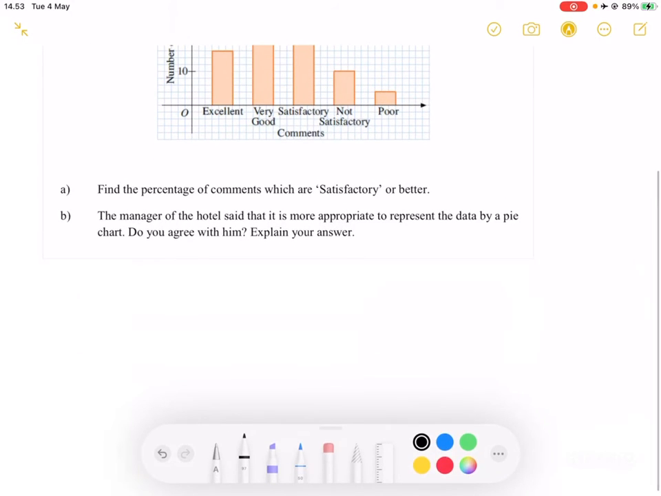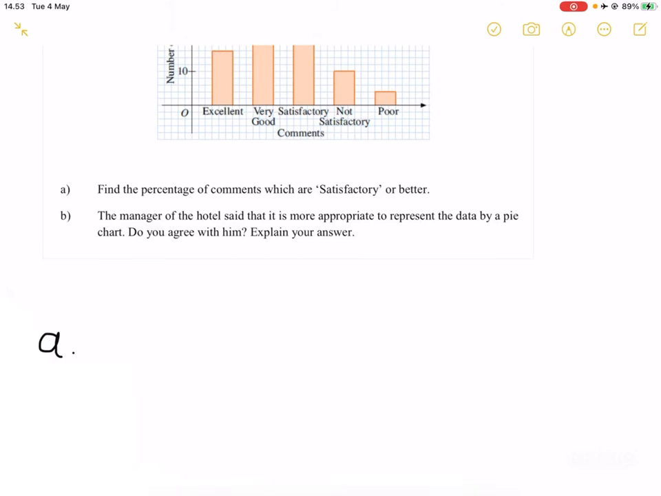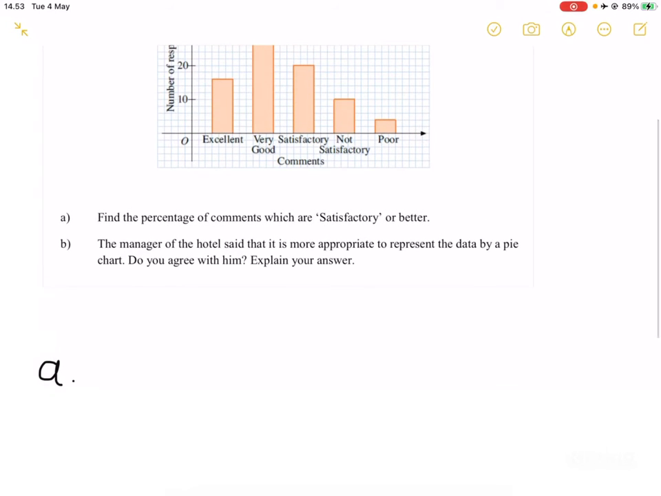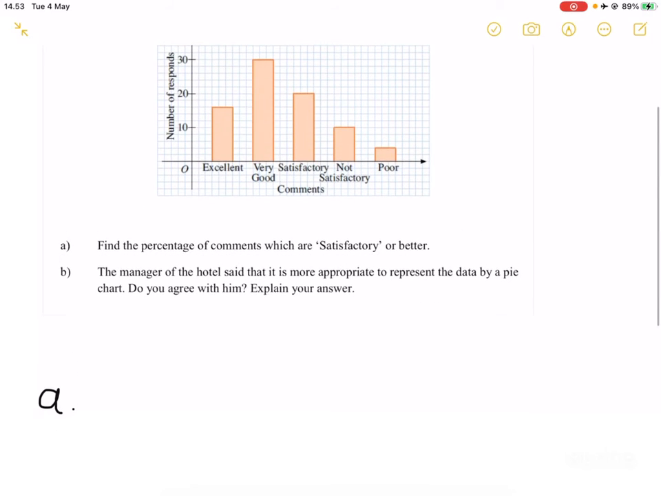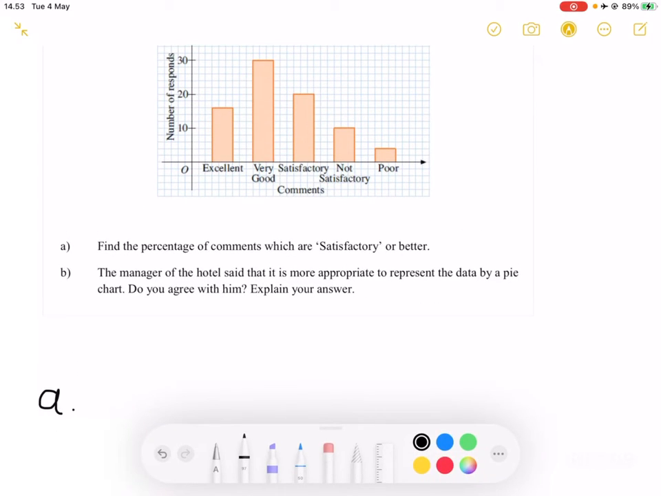For part A, we need to find the percentage of comments which are satisfactory or better. And the comments which are satisfactory or better are excellent, very good, and satisfactory. So for the percentage, we can just sum up all the frequencies for excellent, very good, and satisfactory, which will be, let's see, for excellent, that will be 16. For very good, it will be exactly 30. And for satisfactory, it will be 20.